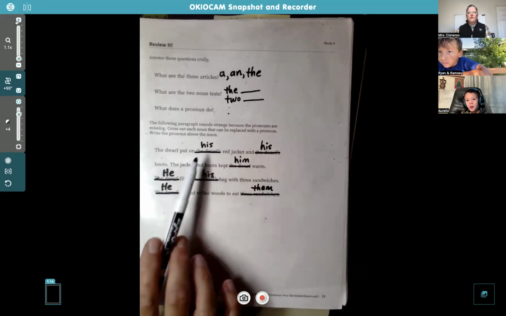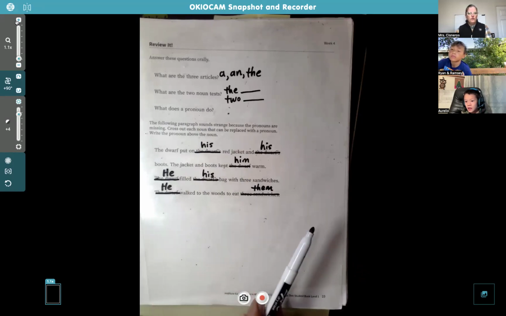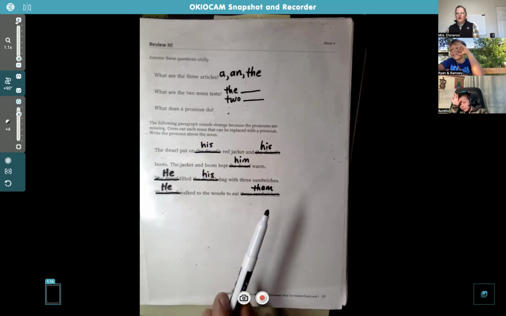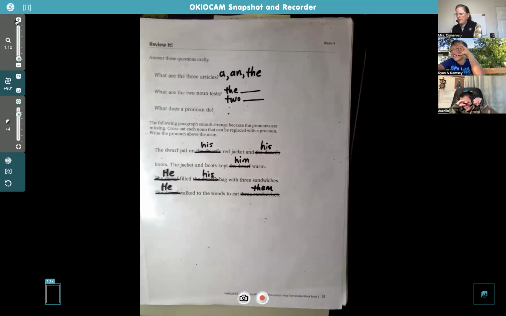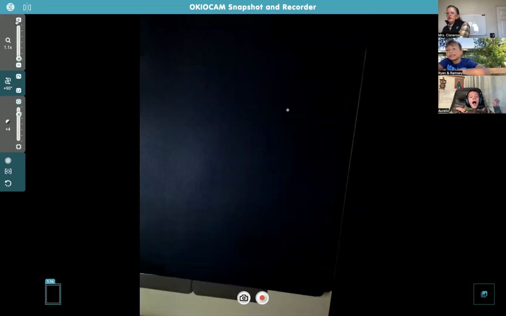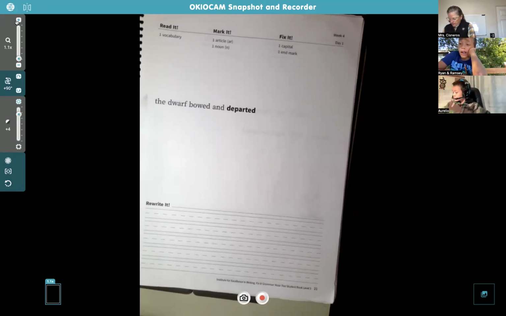So these are examples of pronouns. So what if the dwarf was a girl? What pronouns would you have for a girl? She and her. Good. She and her, basically. Very good. All right, let's go to page 21. And this one you should have, Oreo, you should have this one.